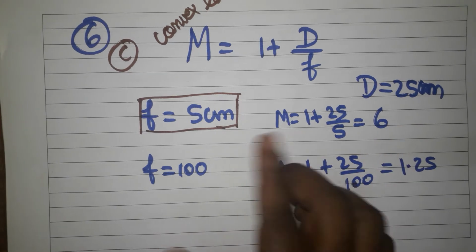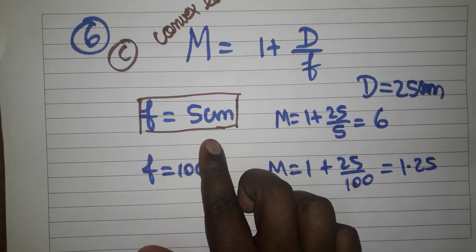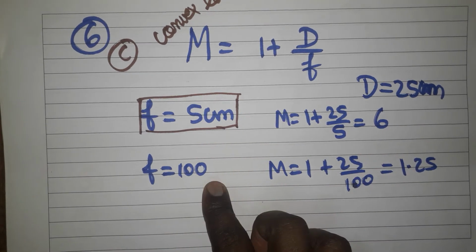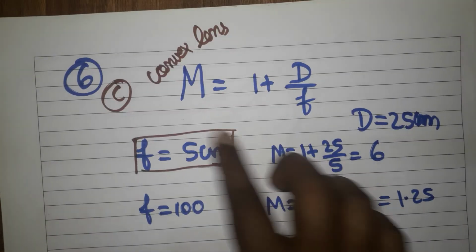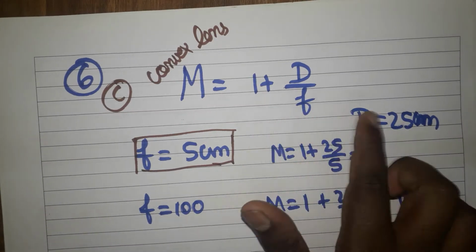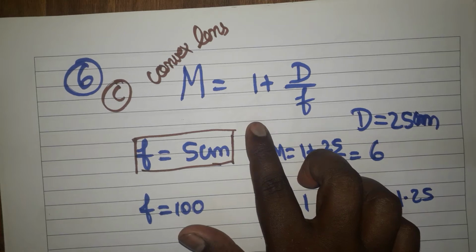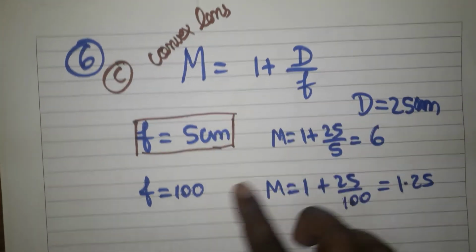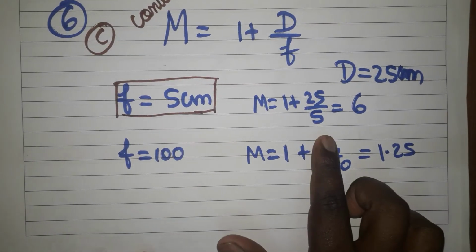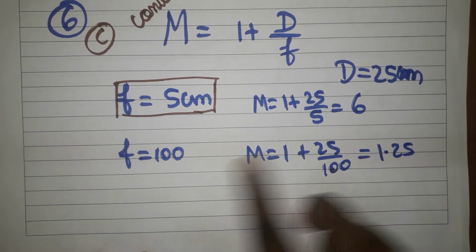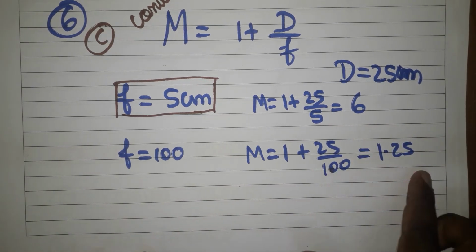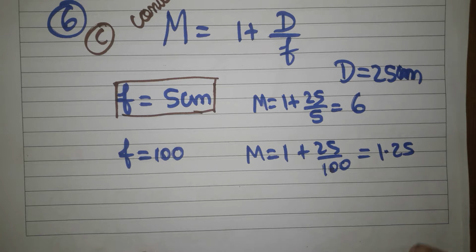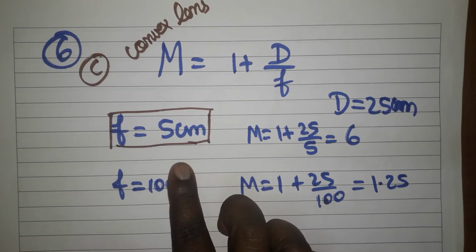Next one, they asked which lens has more magnification. For example, take two focal lengths. One is 5 centimeter, another one is 100 centimeter. Which will offer more magnification? I know the simple magnification formula: m is equal to 1 plus d by f. D is 25 centimeter. Focal length 5 means I'll get magnification 6. Focal length 100 means I'll get magnification 1.25. So the best lens is the 5 centimeter one, which we can use for the simple microscope.